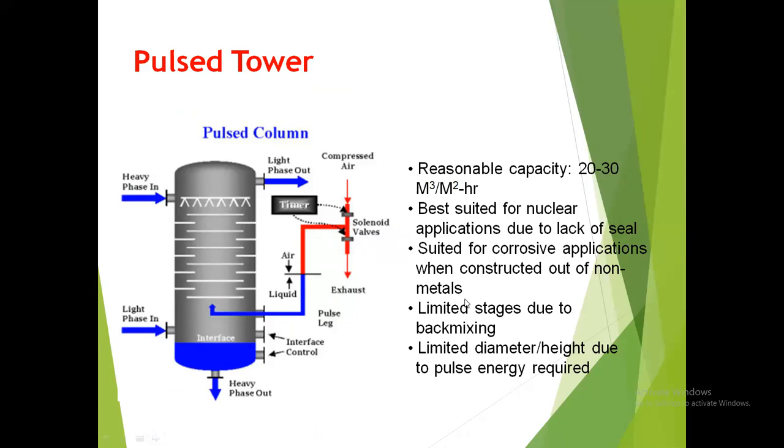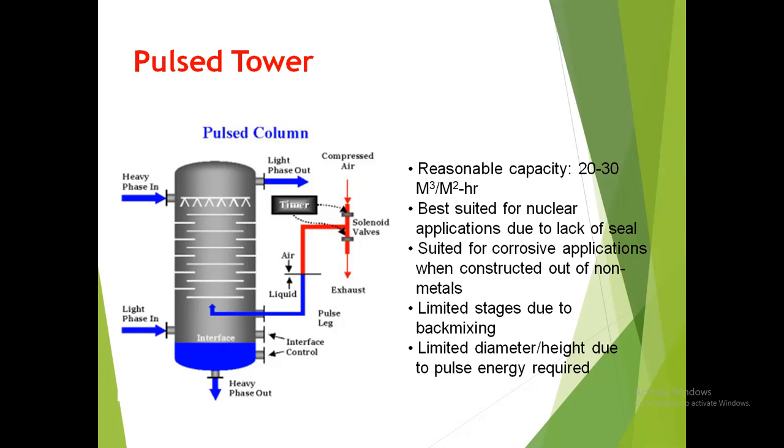Now, what is special about this pulse extraction tower is it's best suited for nuclear applications, since it does not have any seal. Suited as well for corrosive application when constructed out of non-metals. So if it's constructed out of non-metals, then we don't need to worry about corrosion problems, because the material itself is a non-metal. Now, limited stages due to back mixing. So we don't expect this extraction tower to be tall due to back mixing, and limited diameter and height due to pulse energy required.